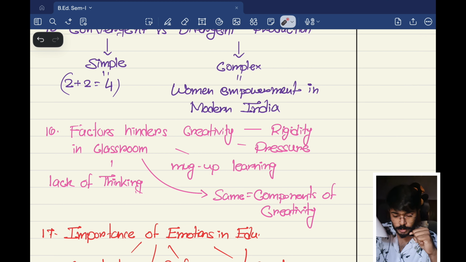So there shouldn't be any rigidity, any pressure that you have to perform. Why are you lacking in scoring? Find out by yourself, because you are the teacher. This is not the fault of the student. He or she is maybe 10 years old.